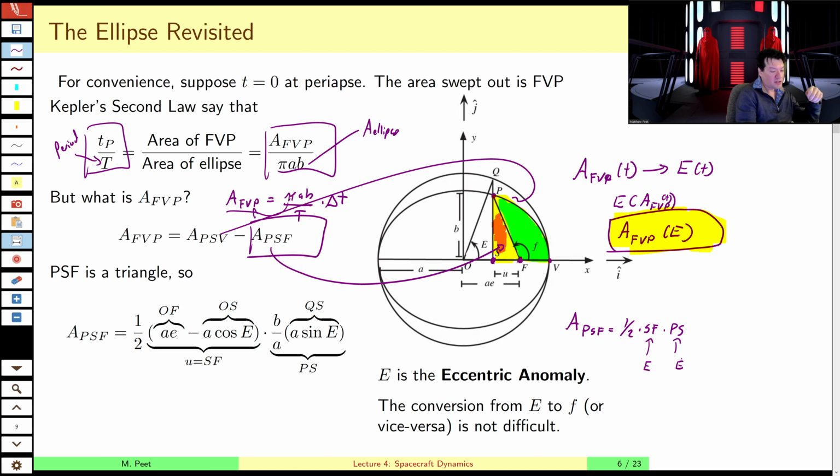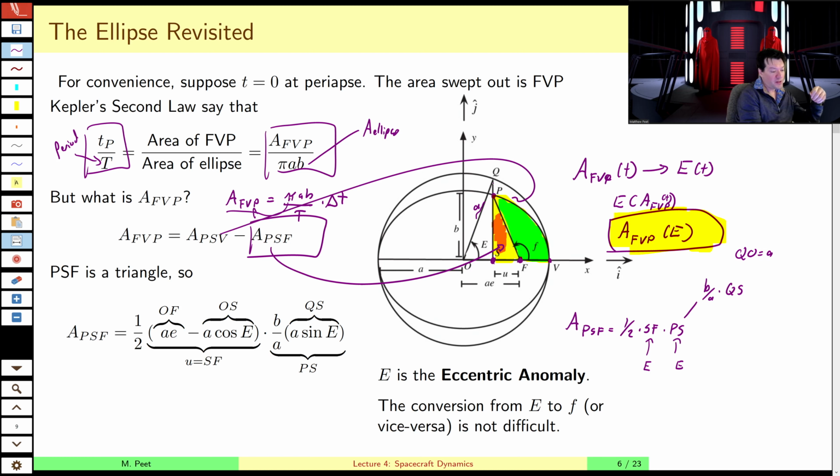Right? So, okay, let's look at these. What should we do first? PS. PS is a little bit easier. So PS, first of all, is QS, this longer length, times the ellipse scaling law, something we learned earlier, B over A times QS. So what is QS? Well, of course, we have eccentric anomaly. We have this length, A, of this line here. QO is A.